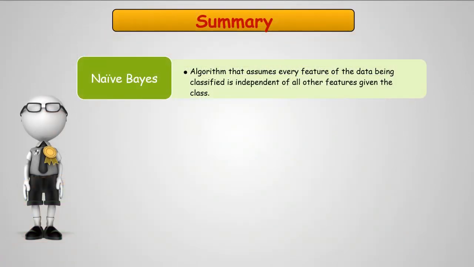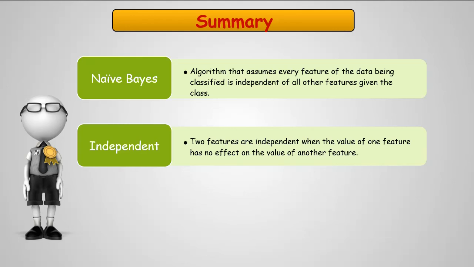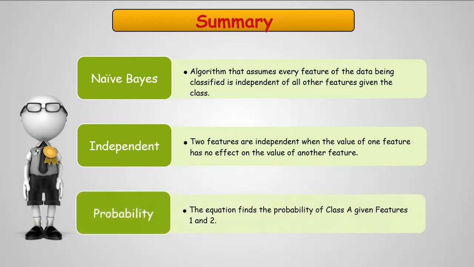So the quick summary for this chapter. The naive Bayes is a data mining technique where the algorithm assumes every feature in the data being classified is independent of all the other features, hence its name, because we know often they are dependent on each other. Two features are independent when the value of one feature has no effect on the value of the other. Probability is the equation finds the probability of class A given features 1 and 2. That's the entire algorithm in its summary.